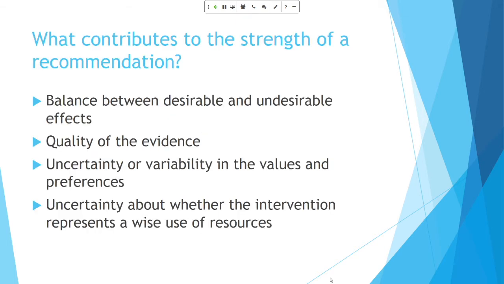What will contribute to the strength of a recommendation? When we're looking at how to determine this, you look at the balance between the desirable and the undesirable effects, taking both into equal consideration. You also look at the quality of the evidence. What type of research has been done? Is it a large center, multi-center trial, randomized control trial, or is it case studies? These will have variances as far as which ones become stronger in the evidence once it's reviewed. Uncertainty or variability in the values and the preferences, or if there's uncertainty about whether the intervention represents a wise use of resources. Each of these should be considered when you're looking at the evidence.